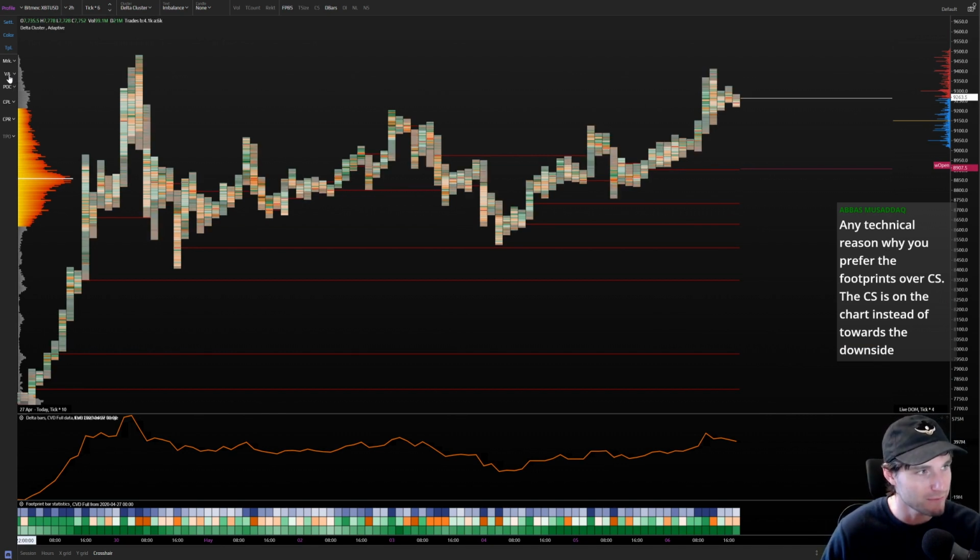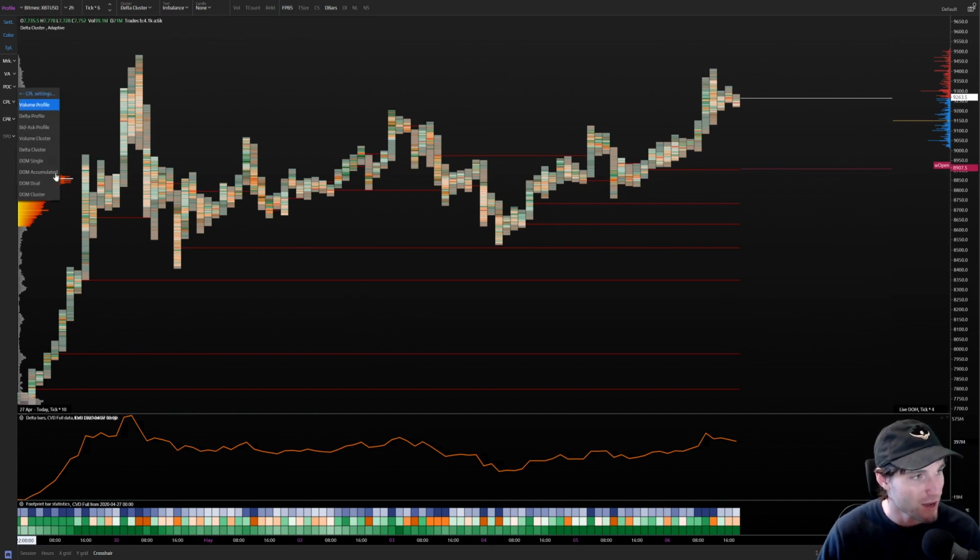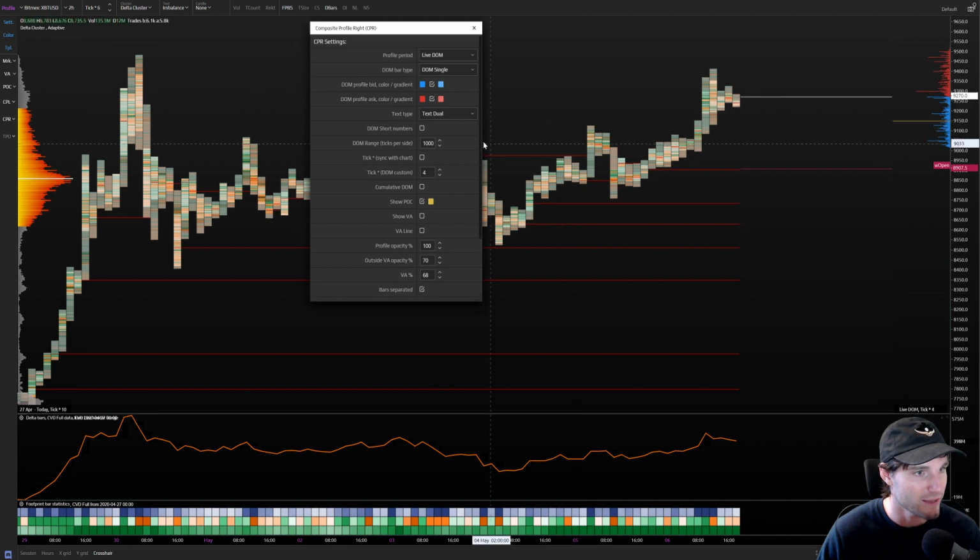Value area is simply whether you want the value area highlighted or not. Point of control, again, whether you want the point of control highlighted or not. Really simple. You might as well have both of those on. On the left, you have a lot of different things of what you would like. I personally have volume profile on the left, so like a volume profile cluster on the left. And on the right is where I have my DOM chart. So this is like a live depth of market.